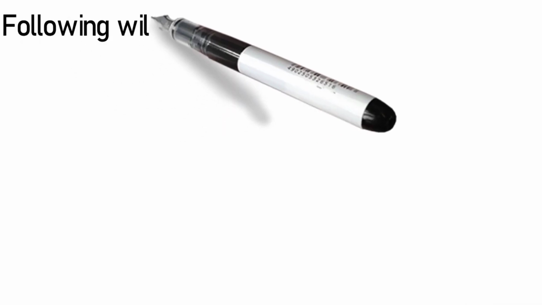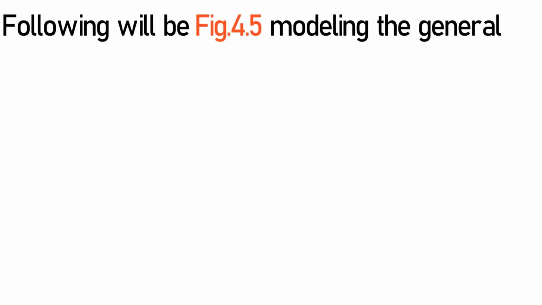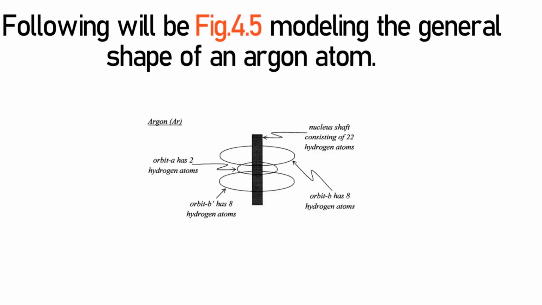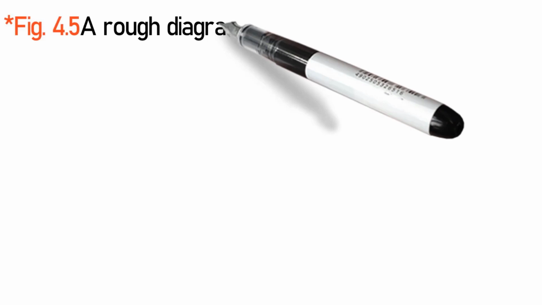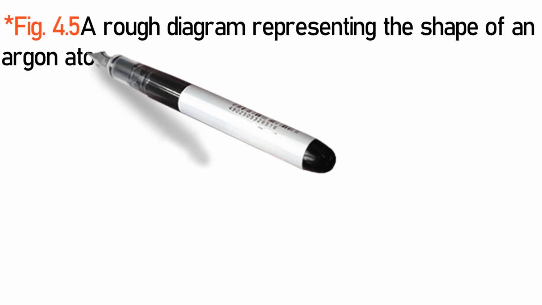Following will be figure 4.5, modeling the general shape of an argon atom. Argon, Ar. Nucleus shaft consisting of hydrogen atoms. Orbit B has 8 hydrogen atoms. Orbit B' has 8 hydrogen atoms. Figure 4.5, a rough diagram representing the shape of an argon atom.